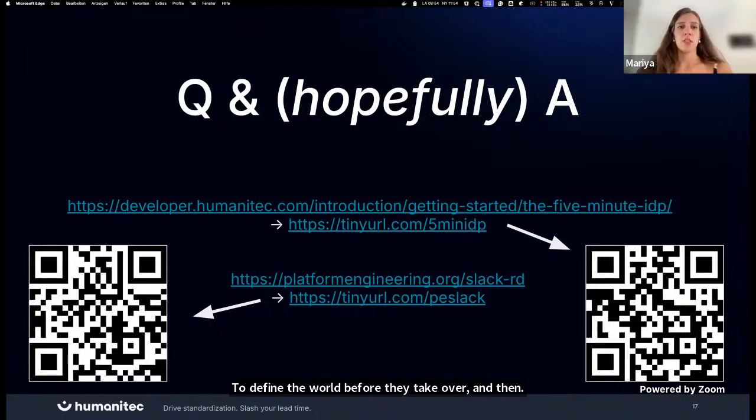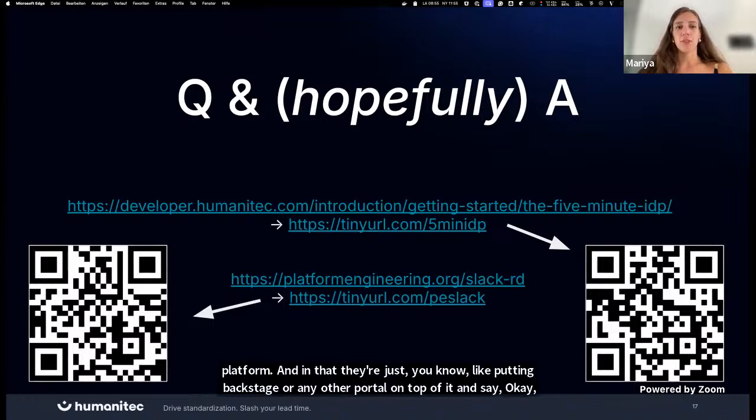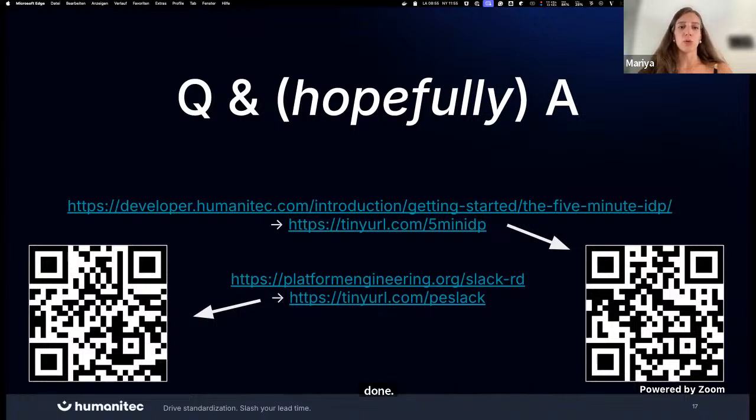Yeah, makes sense. And another question, we see a lot of platform engineering teams that are saying they're doing platform engineering and building a platform, and in the end, they're just putting Backstage or any other portal on top of it and saying, okay, done. But is this the right approach, what do you see? Or in the end, is it just not going to go anywhere?